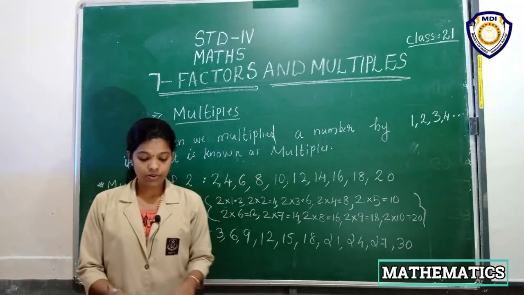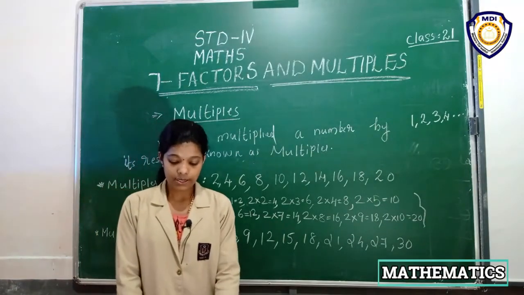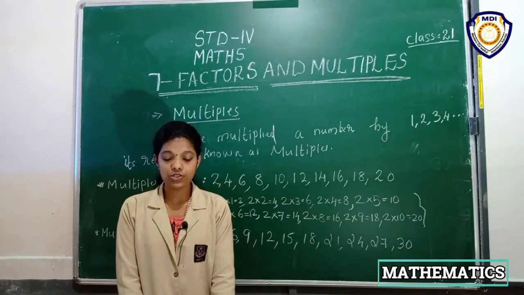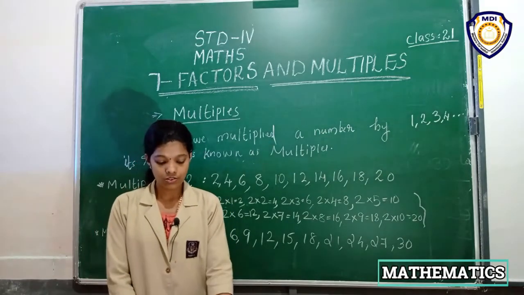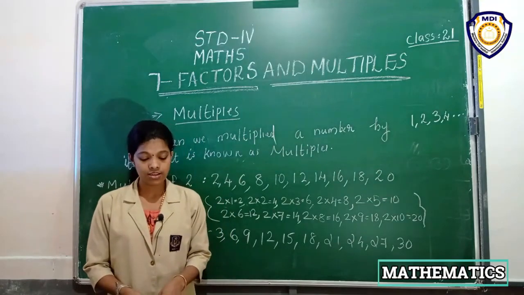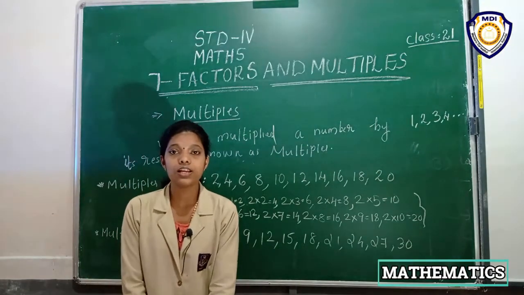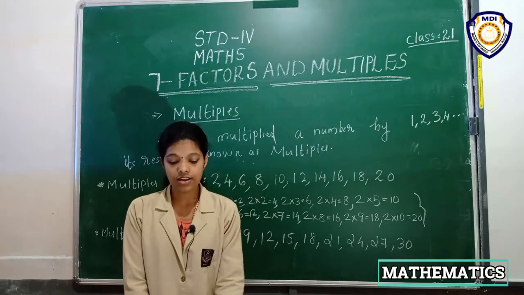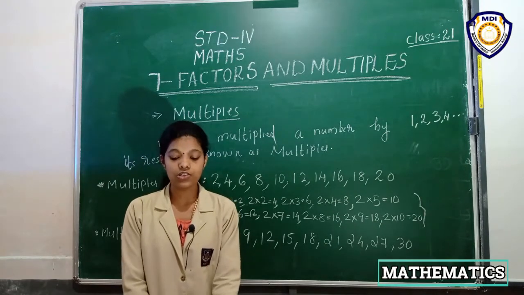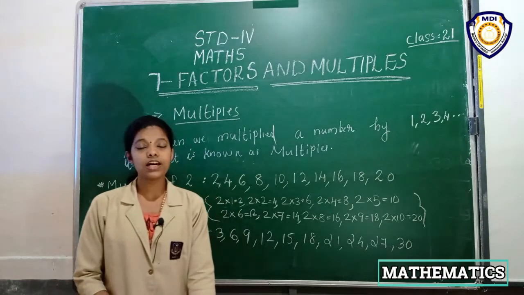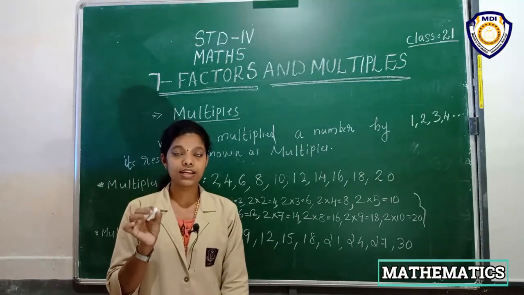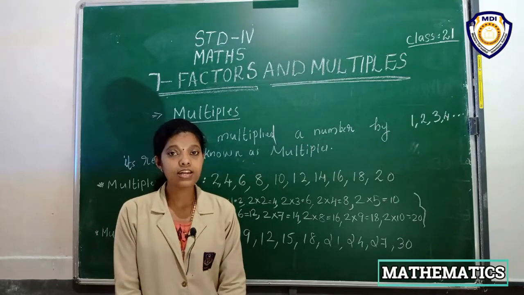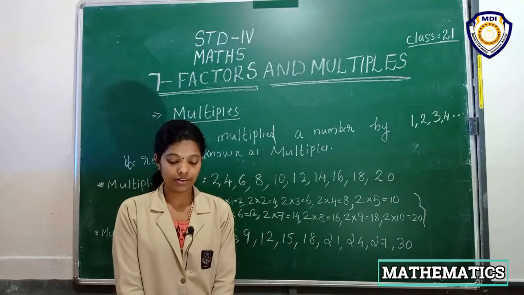We can find any number of multiples of a number by multiplying it with 1, 2, 3, 4, and so on. The numbers 1, 2, 3 are called natural numbers. What is a natural number? Natural numbers are 1, 2, 3, 4, 5, 6, 7, 8, 9, etc. This is the natural numbers. Okay.